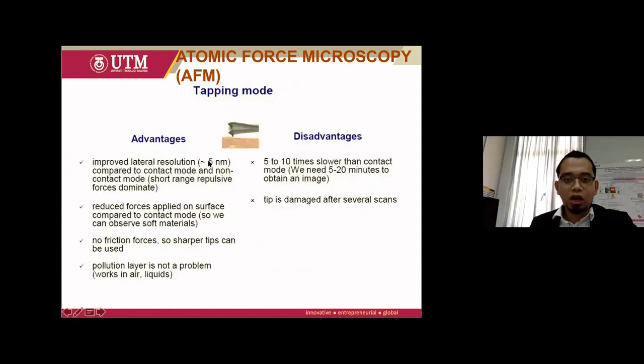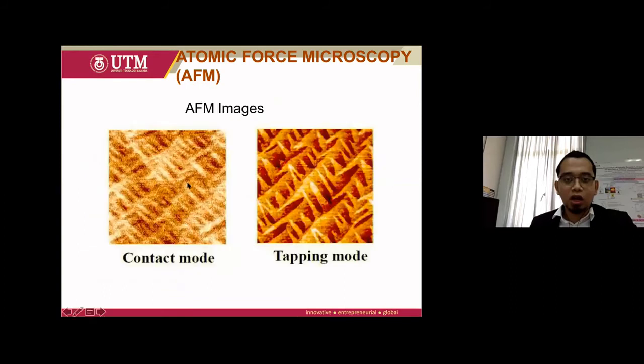For the tapping mode, it usually works around a sample that is within 5 nanometer resolution, and there are no friction forces. But when you use the tapping mode, it can endanger your tips and somehow damage them. This tapping mode is actually slower because you need time for the image to form. These are the differences between the contact mode and the tapping mode. So it's actually improved when you have a tapping mode based on the AFM image.